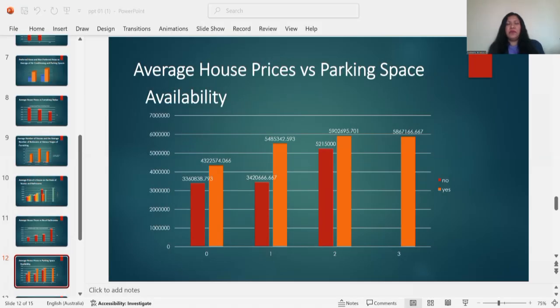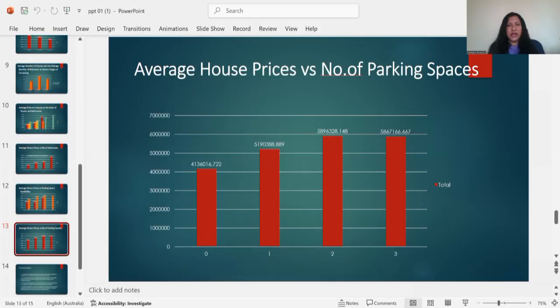This slide provides a more detailed view of the previous chart, showing average house prices against the number of parking spaces. The chart confirms that more parking capacity has a positive correlation with price. The chart, average house prices versus number of parking spaces, shows a general positive correlation between parking spaces and price.